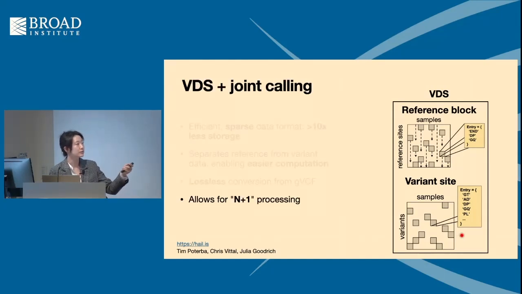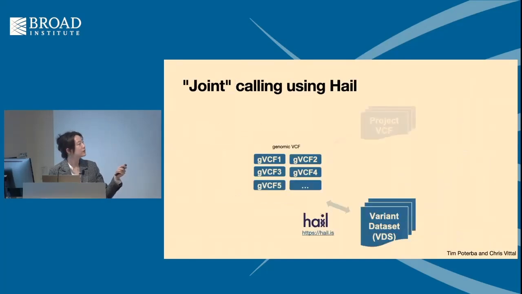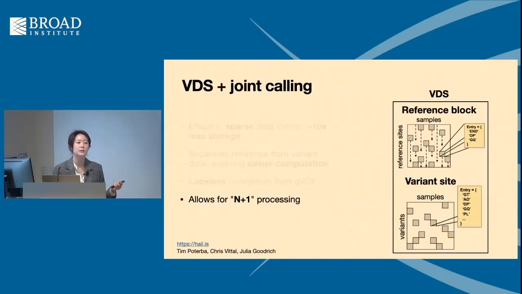The VDS also really improves joint calling at scale. So it allows for N+1 processing. This was a problem in the past where you had a data set with N samples and you wanted to add an additional sample. To do that in the traditional way, you'd have to reprocess the entire data set just to add that one person. With the VDS, you can simply add a GVCF right into the VDS.